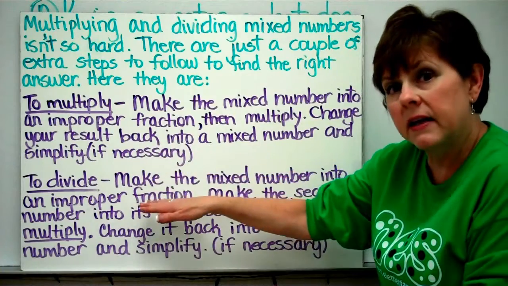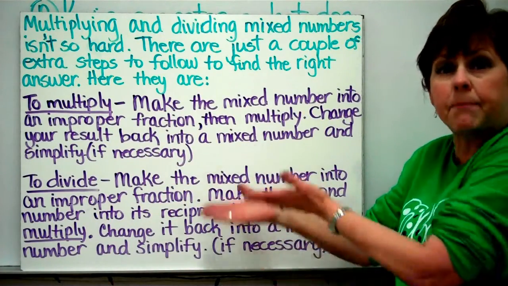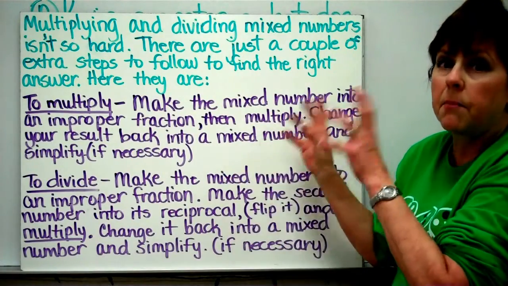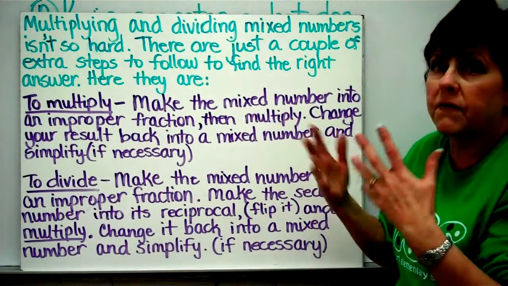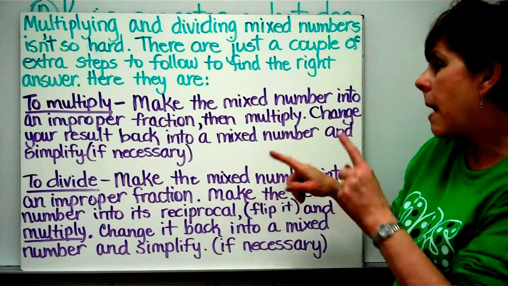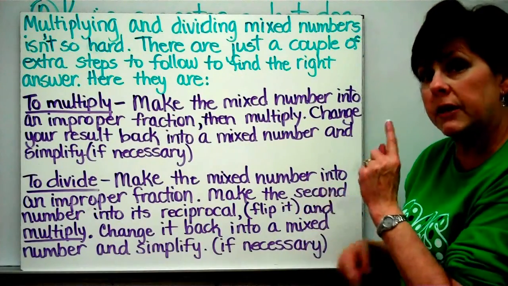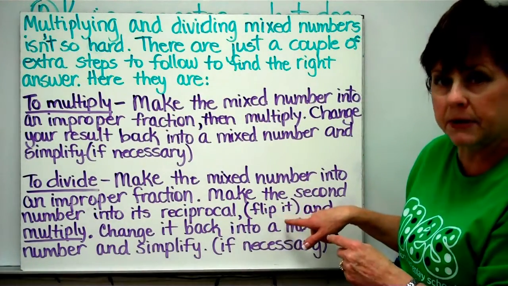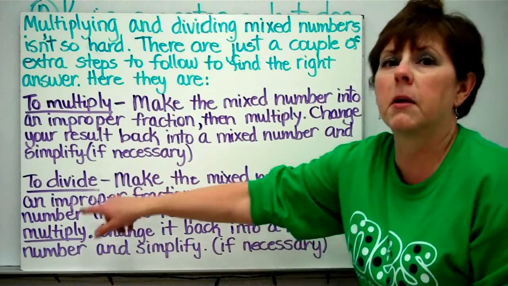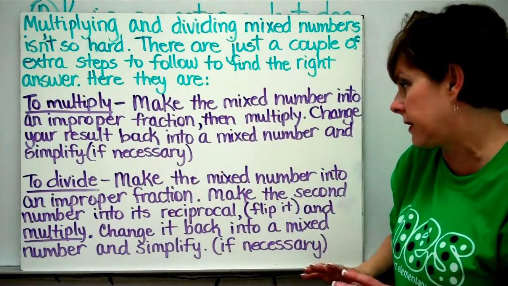Now, to divide a mixed number, make the mixed number into an improper fraction. That part is the same for both, isn't it? Multiply and divide, you're first of all going to make the mixed number into an improper fraction. Now, make the second number, the one that you're dividing, change it into its reciprocal. Flip it. And then you're going to multiply. Now you're thinking, multiply, I'm supposed to be dividing. There's a reason for this.